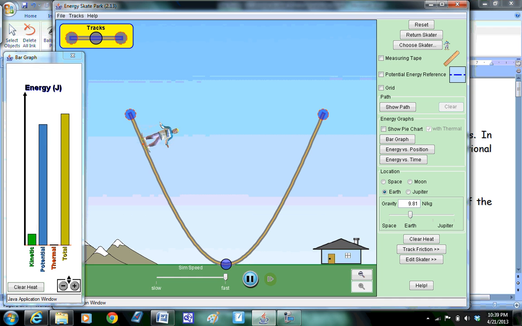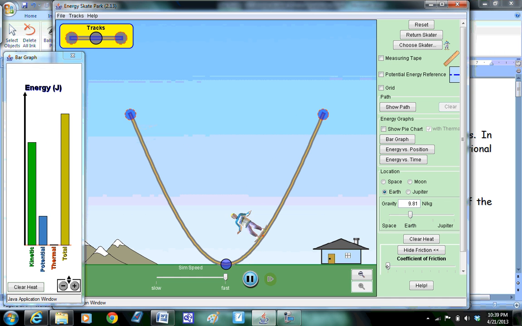Now, things we can do are we can maybe add a little bit of friction. So as we add a bit of friction in here, you can see that as the skater's moving, especially towards the bottom of the ramp, the amount of thermal energy goes up. And what's gradually happening is we have the same amount of total energy, but the energy is now distributed, so it's lost in the form of heat or thermal energy.